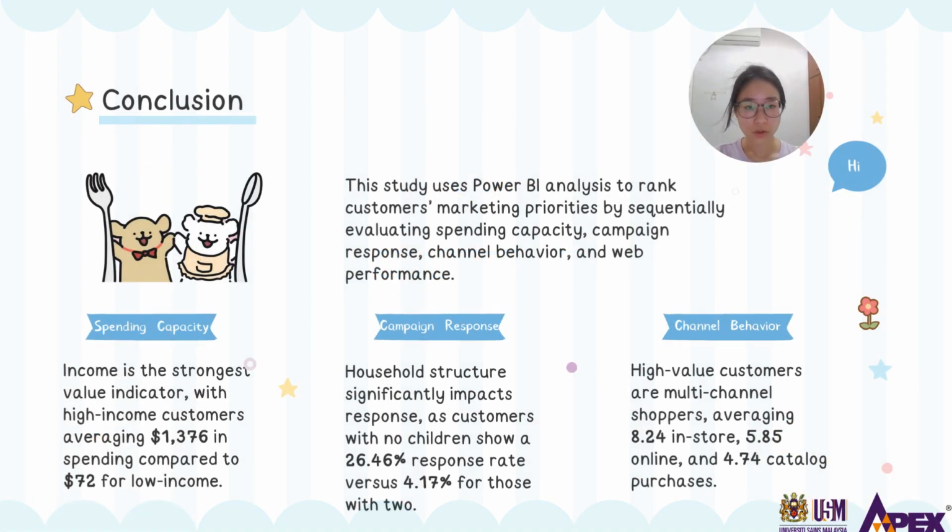To summarize our 5 key findings: income is the primary driver of spending, with a 19 times gap between high and low income groups. Household structure suppresses campaign response dramatically. Child-free customers respond at 26.54%, families with 2 young children at just 4.35%. High-value customers are omnichannel buyers, with store and catalog accounting for 70% of their purchases.